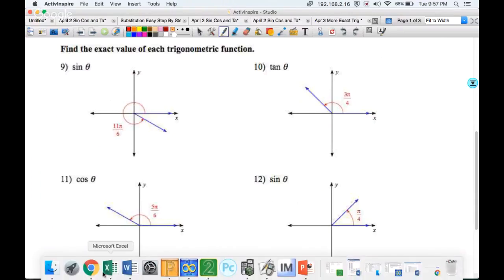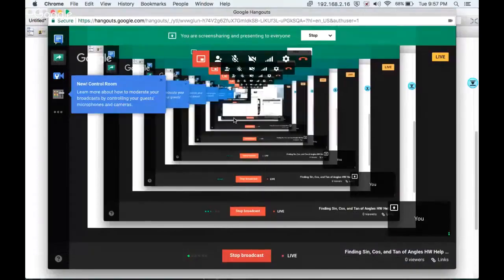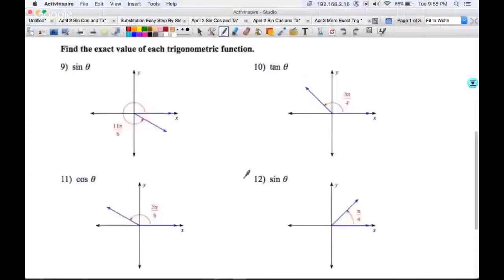All right, moving right along, we come to these problems here asking for the exact value of each trig function. I think this would be a good time to double check that the recording is working. Looks like it is.